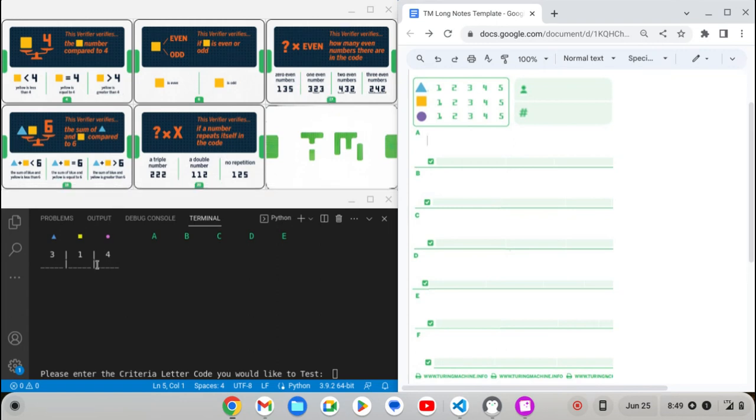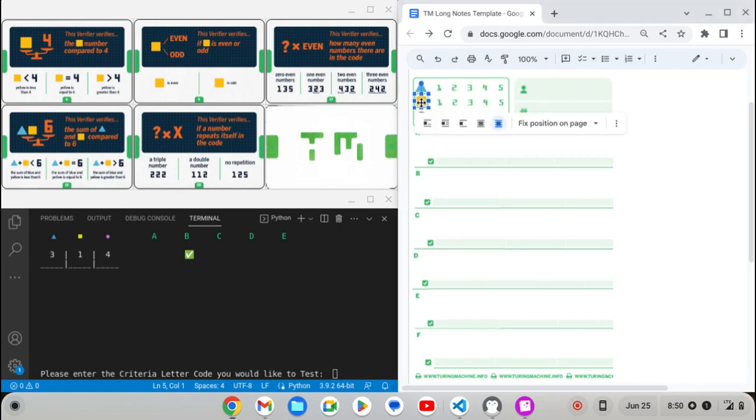I'm going to start off with my proposal of 314. The first thing I want to test is whether that middle digit is even or odd. So let me go ahead and test criteria card B. Okay, so the Turing machine approves of my value. Notice that in my proposal, I do have an odd 1. So the Turing machine approves that it is at least an odd. Not necessarily 1, but it is indeed an odd.